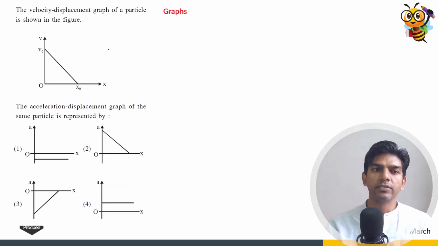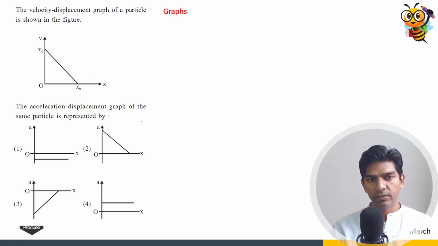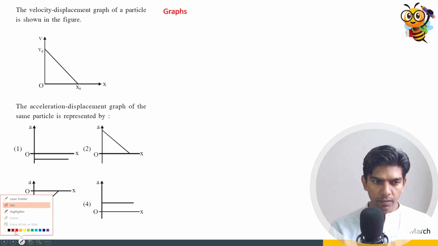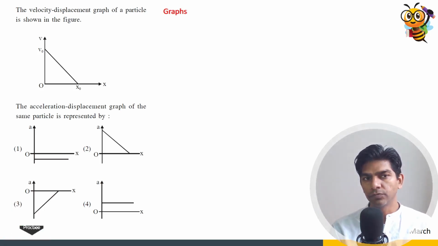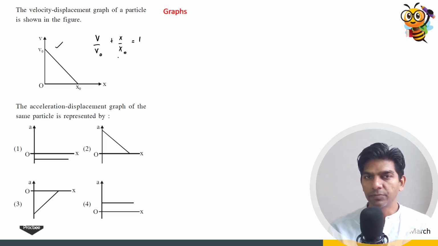Now let us see this question. The velocity displacement graph of a particle is shown in the figure. It's a straight line, right? And the acceleration displacement graph of the same particle will be. So what we can do, let us first write down the equation of this straight line. So it will be v by v naught plus x by x naught equals to 1. So I have used the intercept form, and we have to find acceleration.